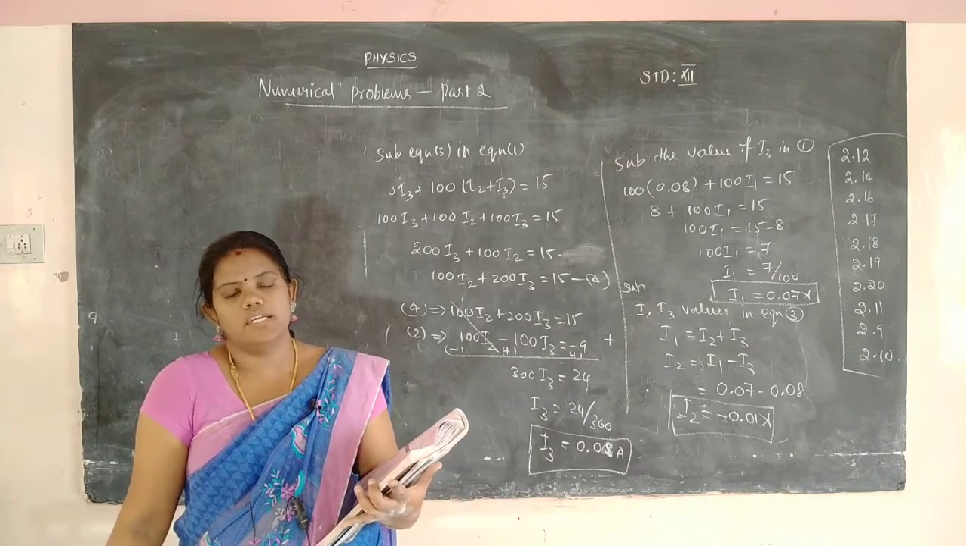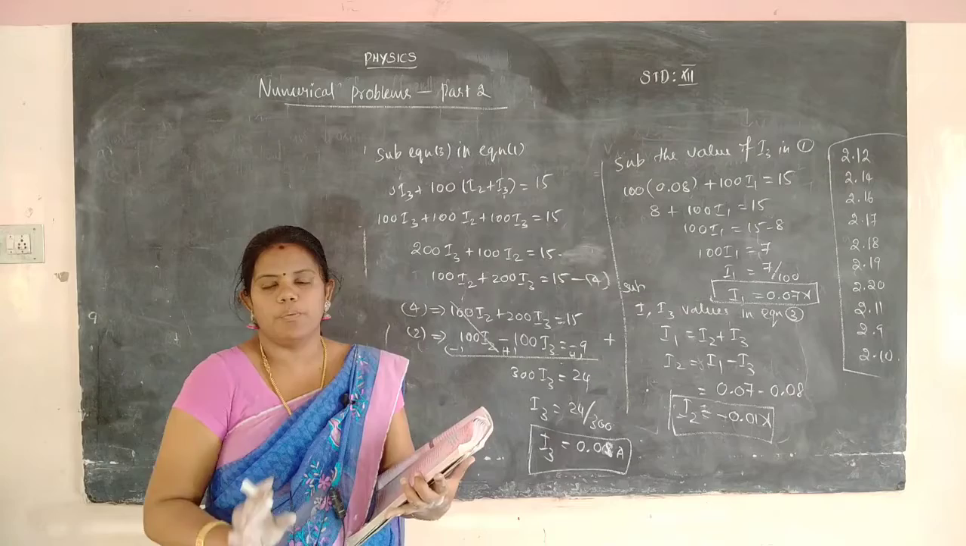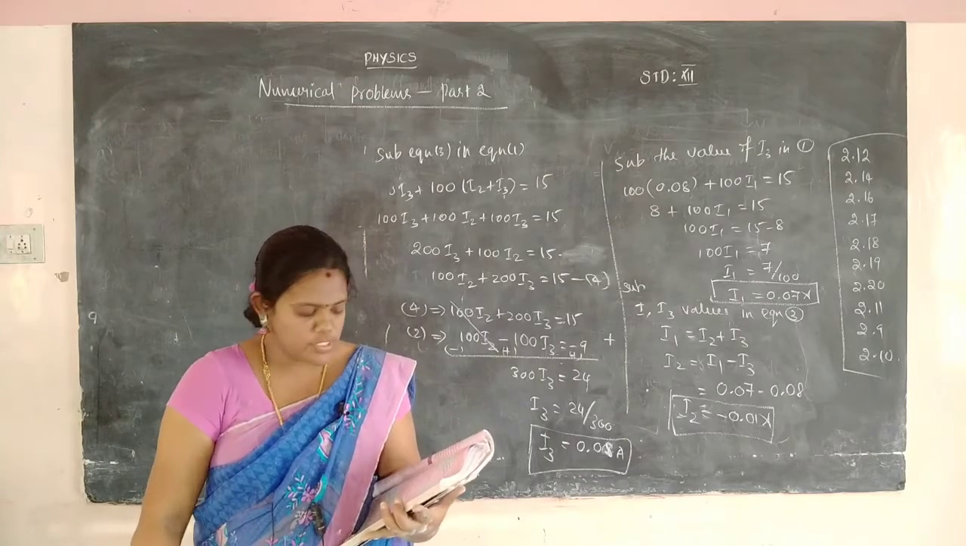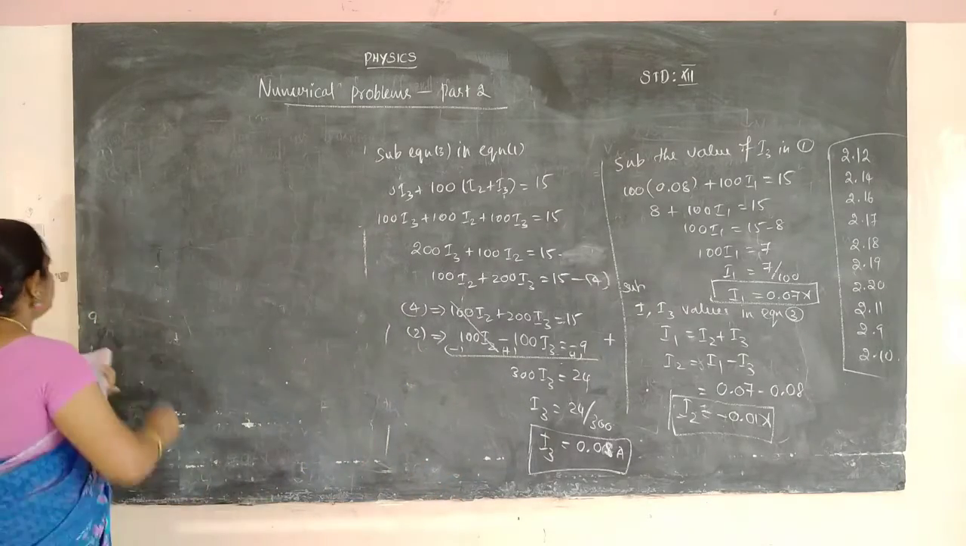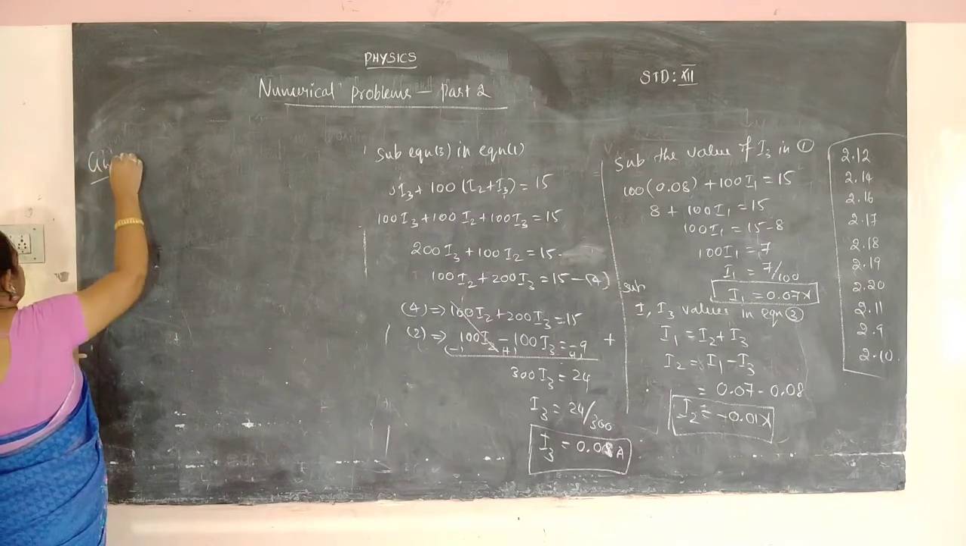The circuit connection is like this, and they have given its values. We want to calculate the potential along the wire. Okay, so first, what are the given values?